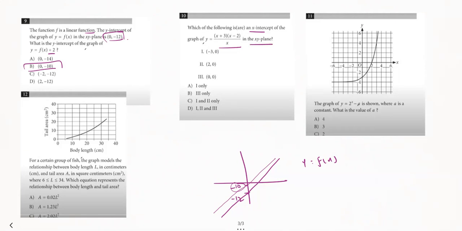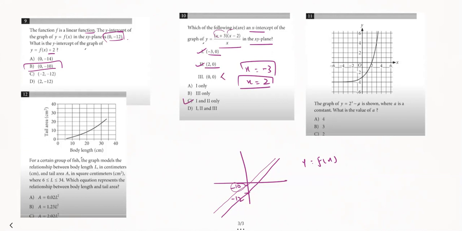Next. Which of the following is or are an x-intercept of the equation in the xy plane? Now, what could be the x-intercept? For the x-intercept, remember that these two factors should be equal to 0. So one could be x equals minus 3 and the other could be x equals 2. Right? So this one is correct, (minus 3, 0). This one is correct, (2, 0). Not this one. So 1 and 2 only.